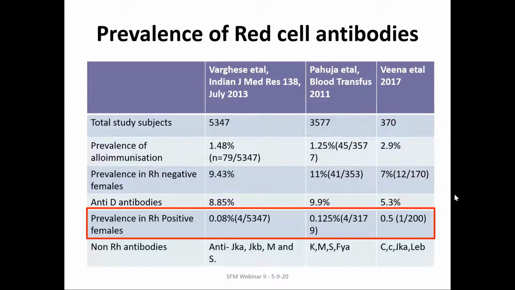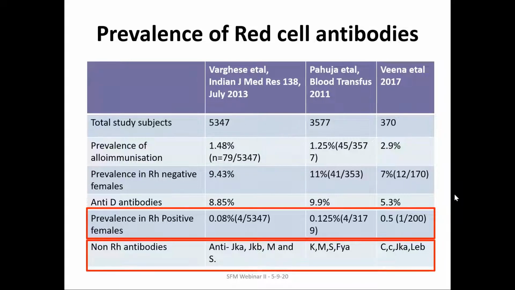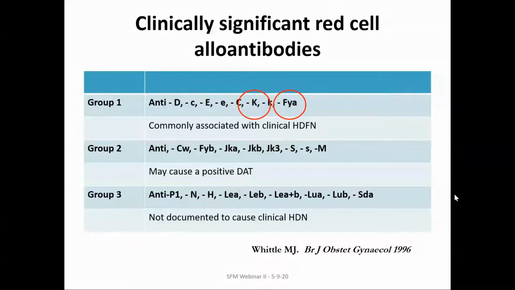And unlike in our case, where it was a very weak antibody, the Lewis B antibody, if you look at data from the other 2 centers, they have come across non-Rh antibodies in Rh positive females, which also belong to group 1 and group 2, which means they could possibly cause significant complications of fetal hemolysis. These include the KEL antibody and the FYA antibody, reported in the study from Delhi, which are both group 1 antibodies, whereas the Vellore study described antibodies like the JKA, the JKB, and the S and M antibodies, which belong to group 2.